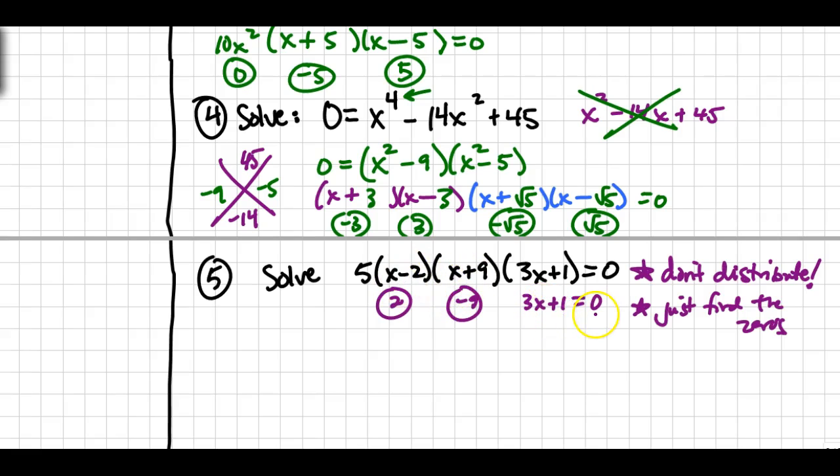To solve for x here, I would subtract 1 from both sides and then divide by 3. So I end up with -1/3. So now I've got 3 zeros: 2, -9, and -1/3.